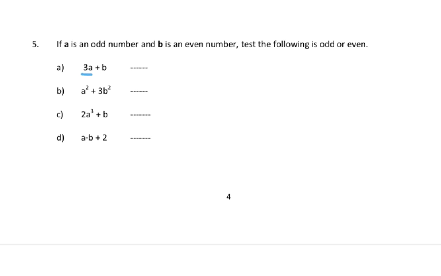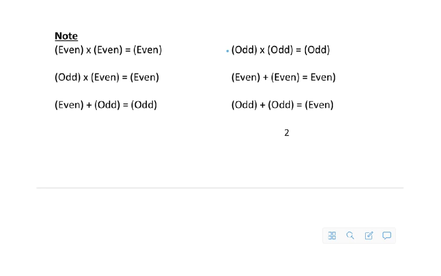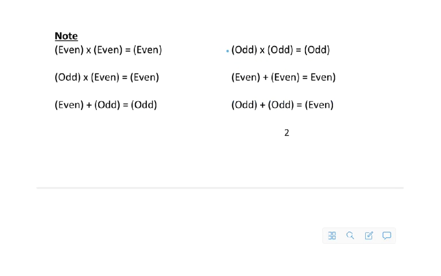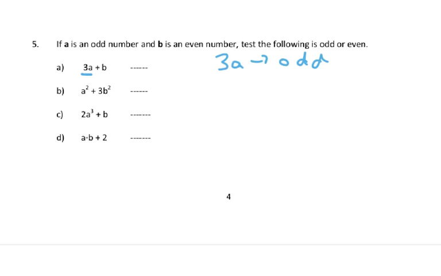So A is odd, so we've got an odd times an odd. If we have an odd number times an odd number, these are the notes from our booklet, we know that that answer is odd. So 3A is odd. And if we add an odd to an even, we know that the whole thing must be odd. So this whole thing is odd.